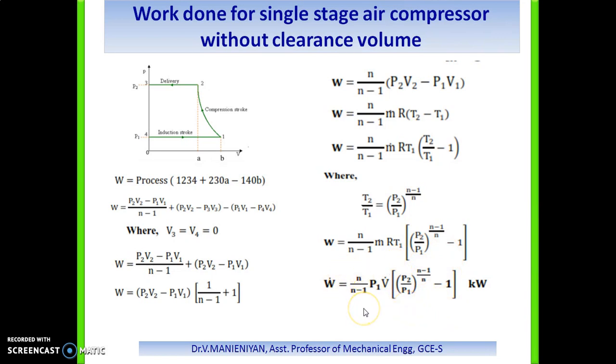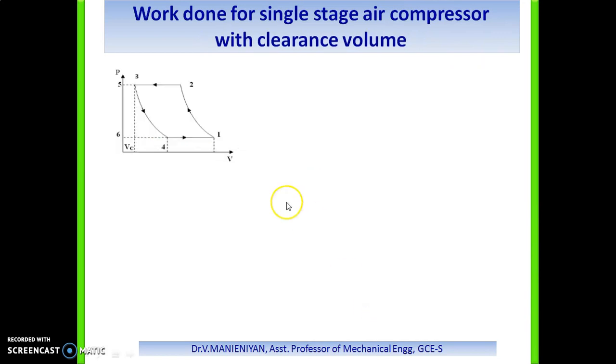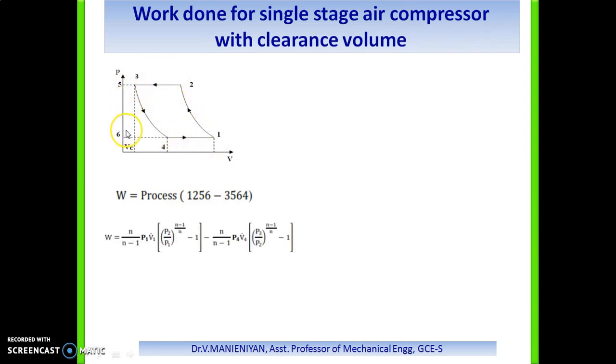without clearance volume. Further, we take the work done for a single stage air compressor with the clearance volume. So that is the process we have shown here. 1256 has one area, and 3564 has another area. So 1234 and 1256 have some relationship, and similarly 3564 has another relationship.